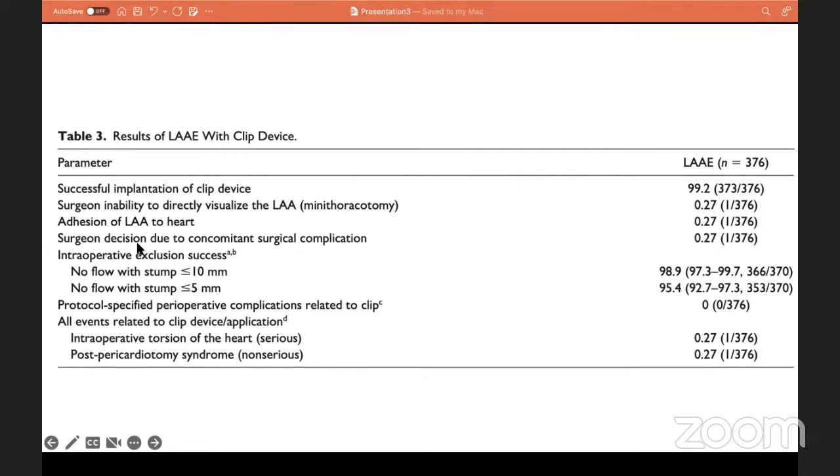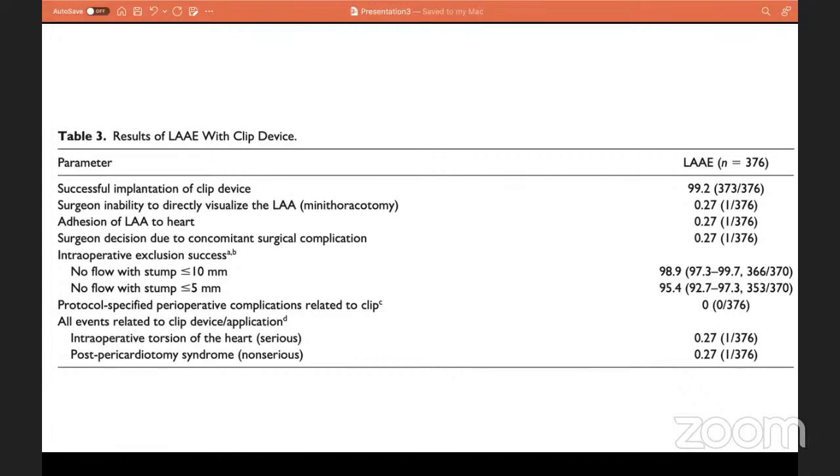Additionally, for the intraoperative exclusion success, as I mentioned before, which was less than 4 millimeter remnant and no flow, 3 were excluded: one patient had a reported stump but did not have the flow assessment recorded, and 2 patients could not have intraoperative transesophageal imaging assessment verified post-operatively. So they removed 3 patients from the left atrial appendage exclusion analysis for the stump and flow. The total with a successful AtriClip implantation would be 370.